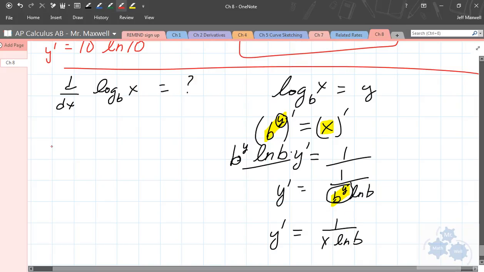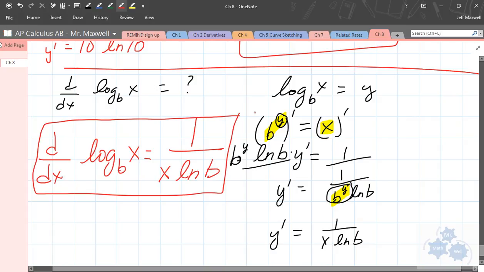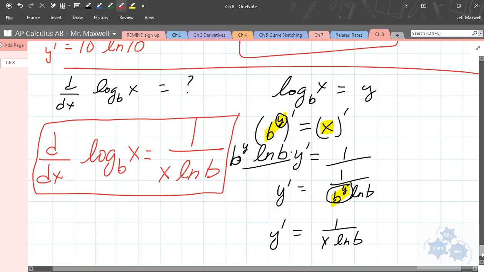So here's our final answer. Write this down: d over dx of the logarithm of x base b is 1 over x times ln of b. Okay? So you can add that to your derivative chart. You've got a whole bunch of derivatives now: sine, cosine, tan, and exponential now, and the logs. So you can add that to your arsenal. Whenever you need to find the derivative of a logarithm, then you know how to rewrite it.